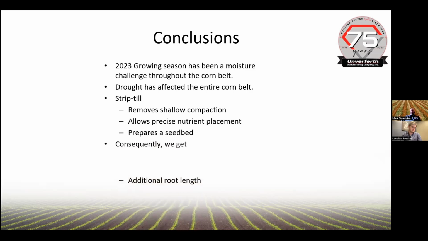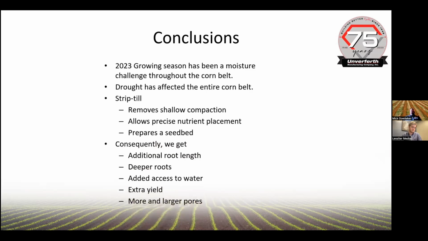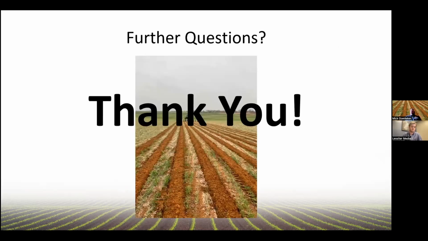Consequently, what do we get out of that? We get additional root length. We get deeper roots. We get added access to water and extra yield. More and larger pores out there and increased water infiltration. With that, I guess we'll open it up to further questions, Noah.